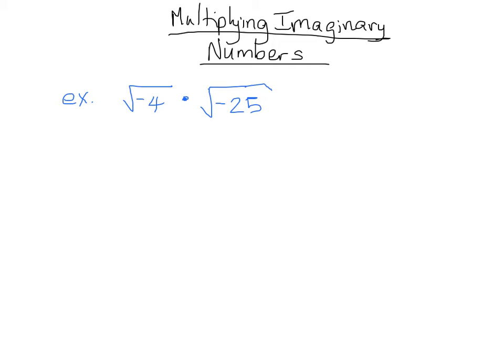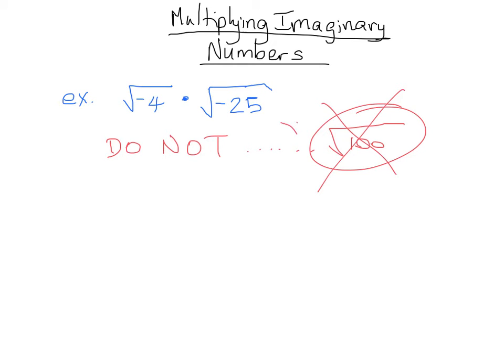Okay, so now we're going to look at multiplying imaginary numbers. Now, recall that when we were working with real numbers, if we had root 4 times root 25, we could just multiply these things and it would be fine. That is not allowed when working with imaginary numbers. So do not turn this into the square root of 100. No, that is not correct. We can't just multiply what's under the radical here.